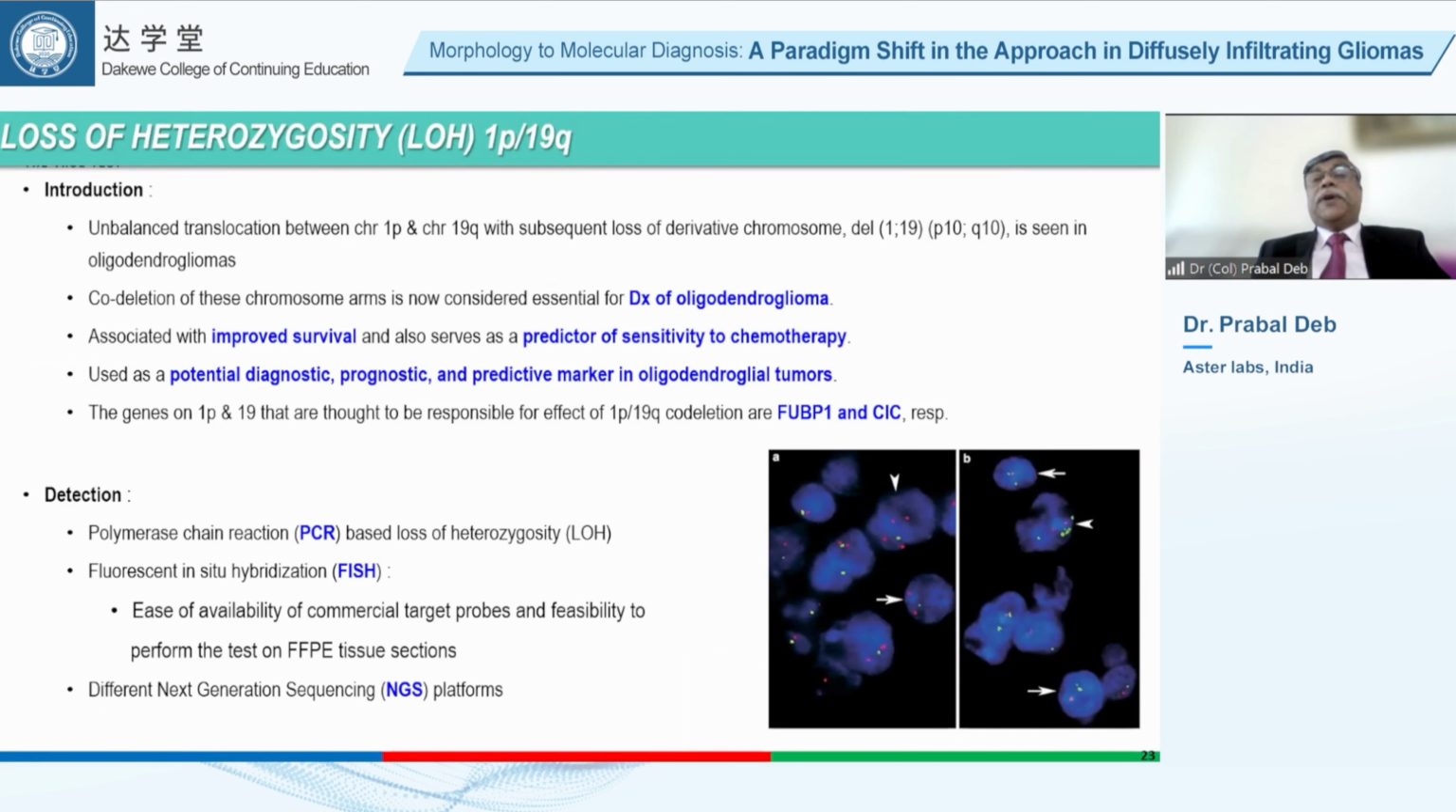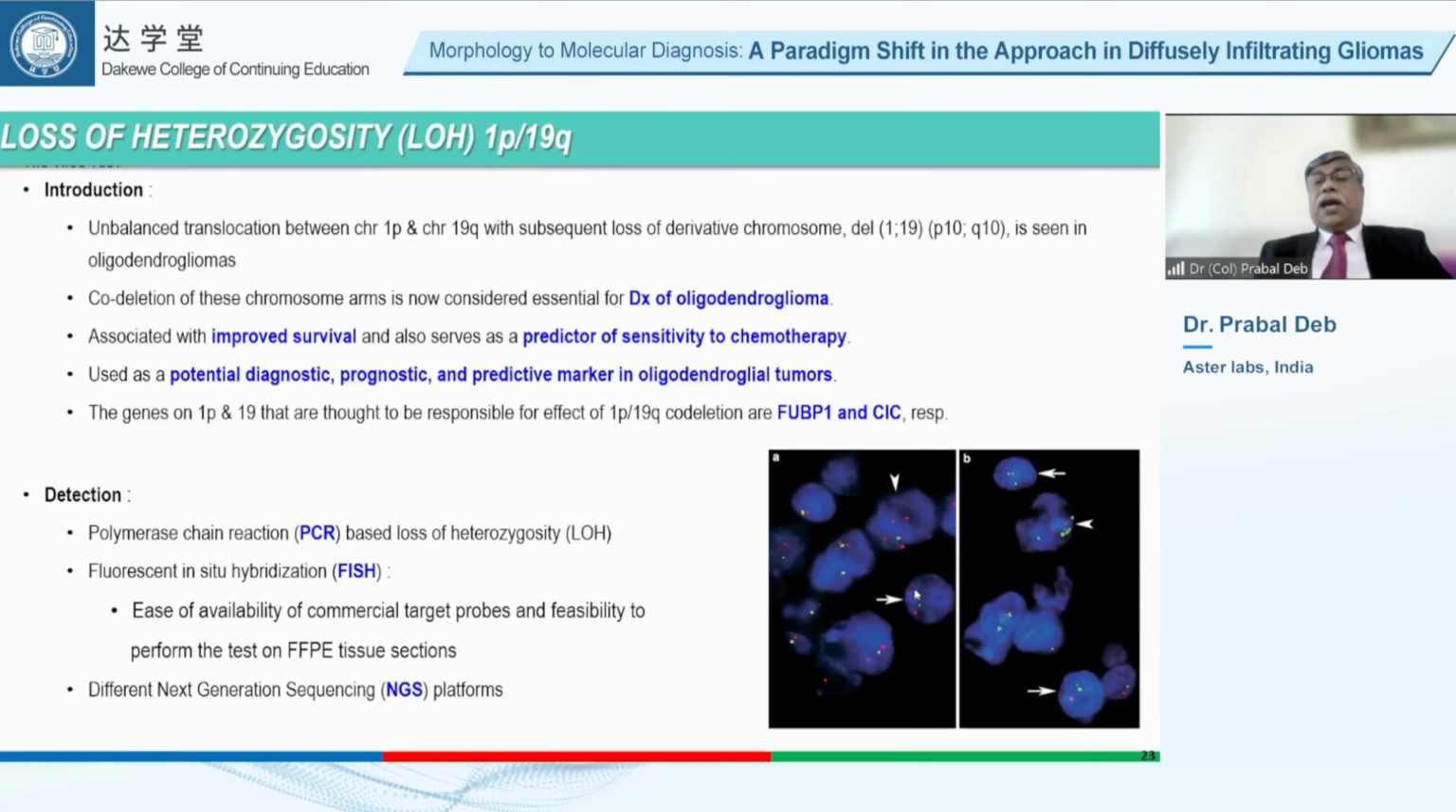Now, LOH 1p19q, this is the molecular signature for oligodendroglioma. It is very important and has been path-breaking because it is not only associated with diagnosis, but also helps in prognosticating the patient because it has got a better outcome and also is a very strong predictor of sensitivity to chemotherapy.